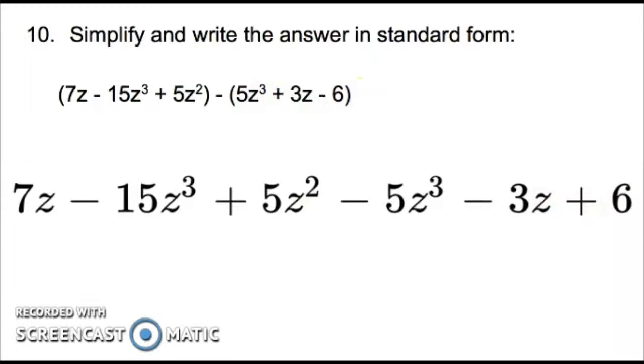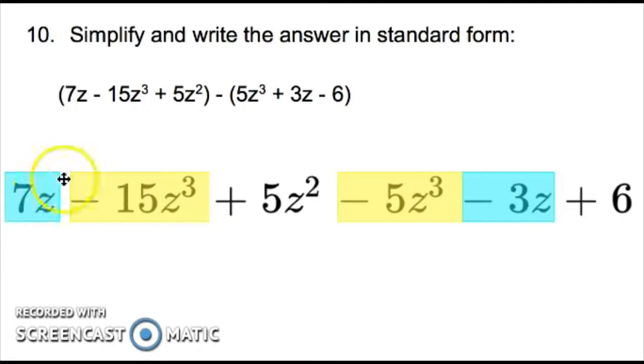Okay, now we combine the like terms. So 7z and negative 3z, and negative 15z to the third and negative 5z to the third. It says to write it in standard form. That means going from the largest exponent down to the smallest, or a constant that doesn't have a variable. So we'll start with the z to the thirds. Negative 15 and negative 5 is negative 20, so negative 20z to the third. 7z minus 3z will be 4z, but we write the 5z squared first.